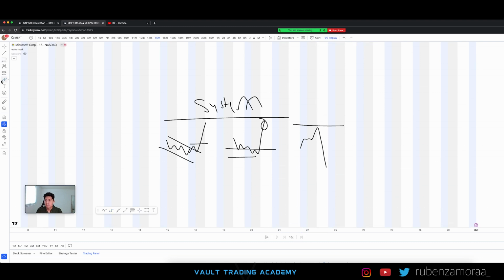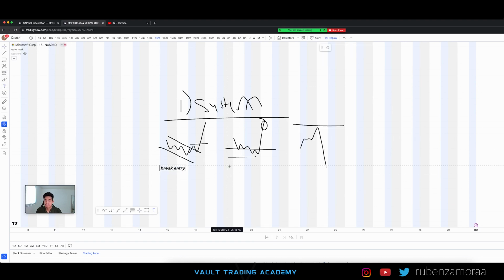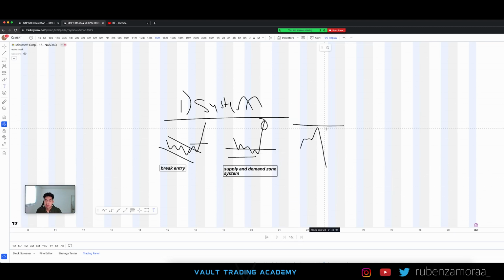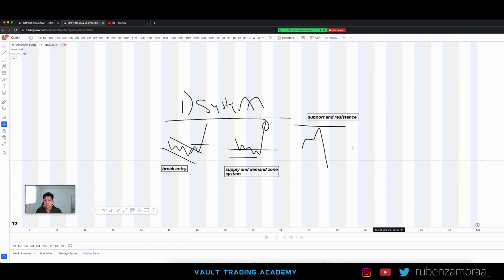So again, before you approach the markets, you have to have a system. What type of system do you want to use? Do you want to use a break entry? Do you want to have a supply and demand zone system? Or do you want to use support and resistance rejections? Let me just put support resistance, just like that, to keep it simple, okay? So out of these three, you pick one.